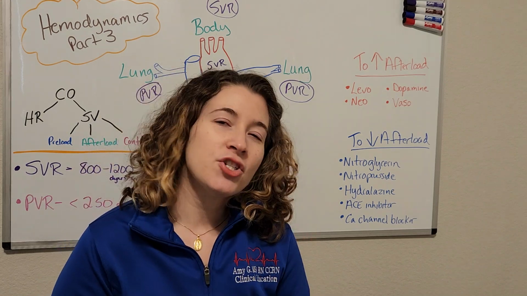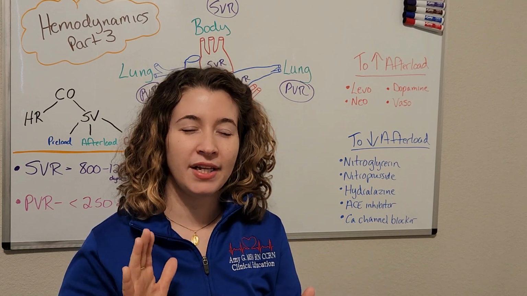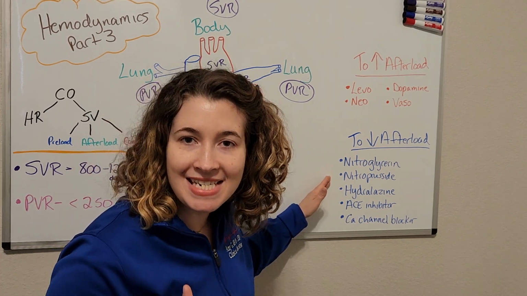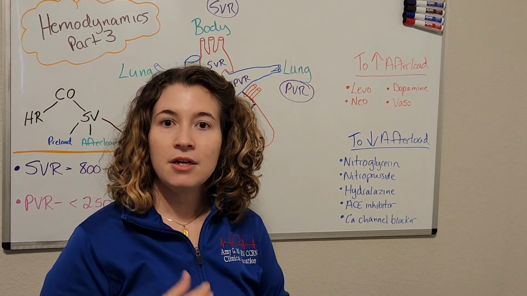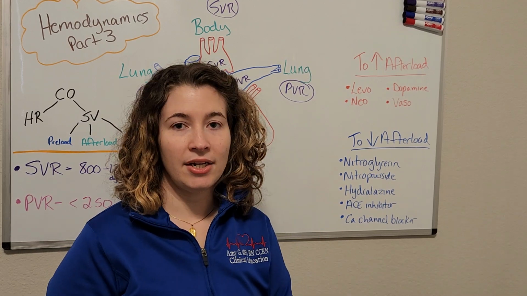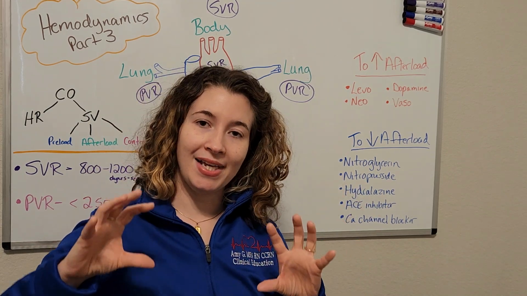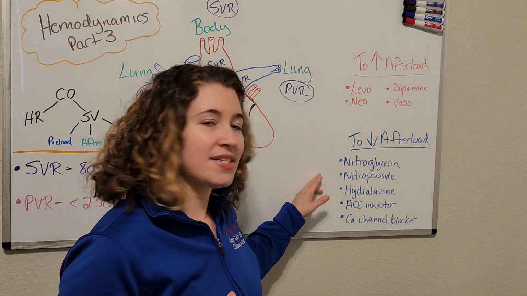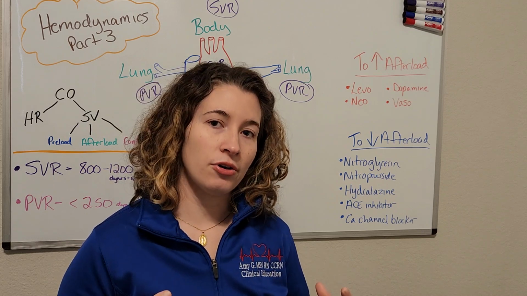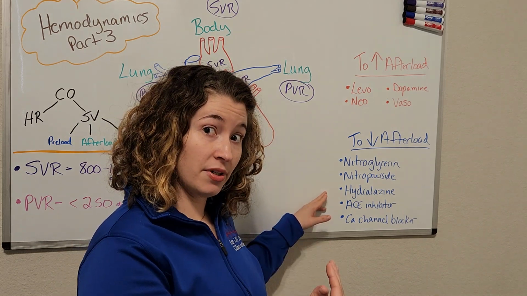Now, if we're running into problems where we have too high of an afterload and we're really having a hard time getting that blood out of the heart, we can do things to decrease the afterload in the body. So this would be venodilators and arteriodilators. Nitroglycerin is a venous dilator, so it's going to help dilate the veins of the body, whereas nitroprusside is an arteriodilator. It's going to help dilate the arteries of the body. We can also use hydralazine, which is more on the arterial side.